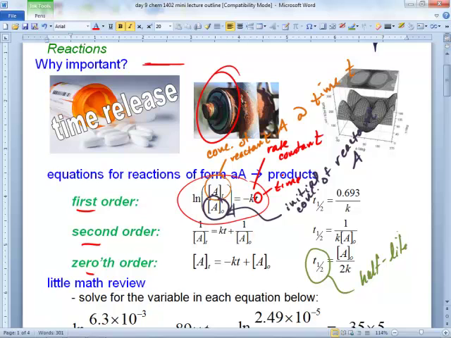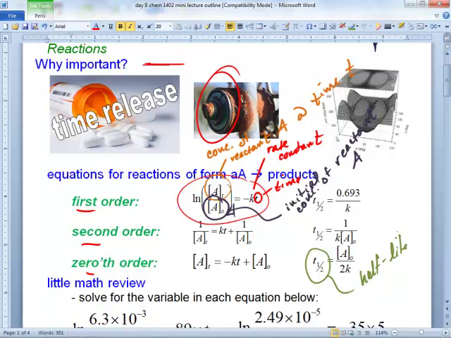Seconds. It's time. It's the time for exactly how much of this reactant to disappear? Hint is half-life. Half. So the time for exactly half of it to disappear, that's the half-life. So you can get the half-life for all this stuff. So we kind of have an idea of what all these variables represent.